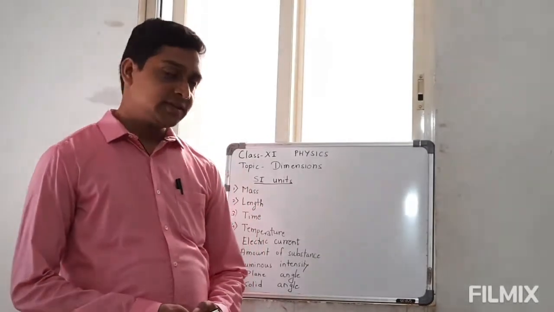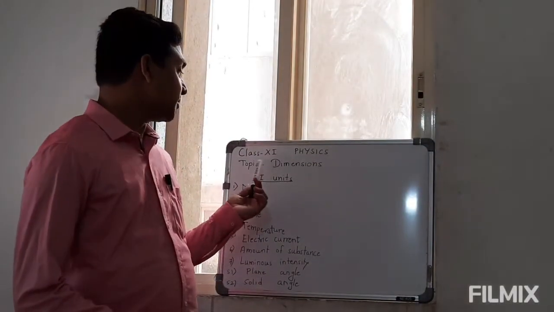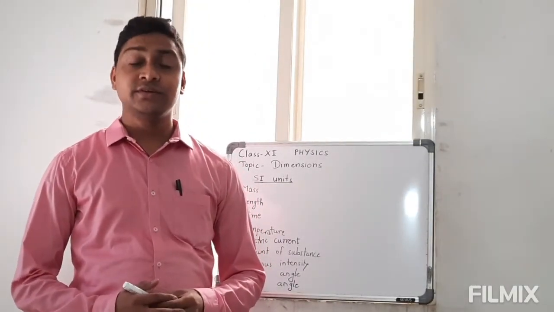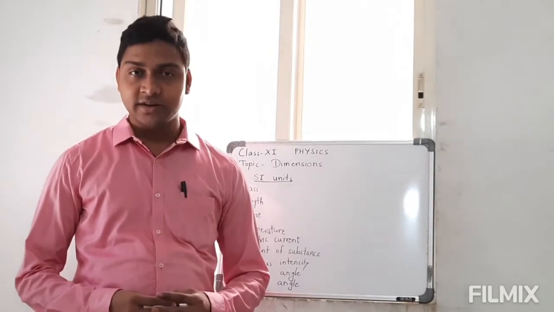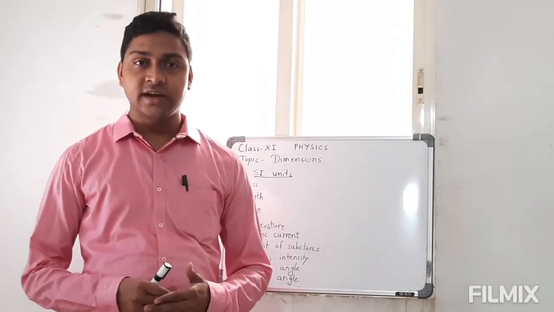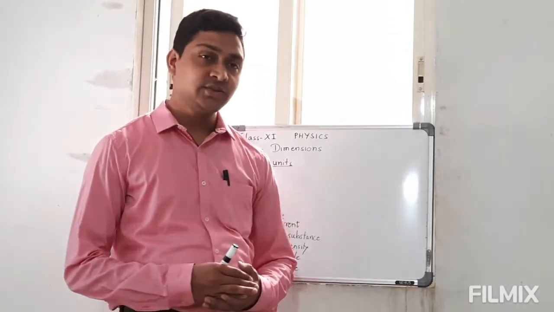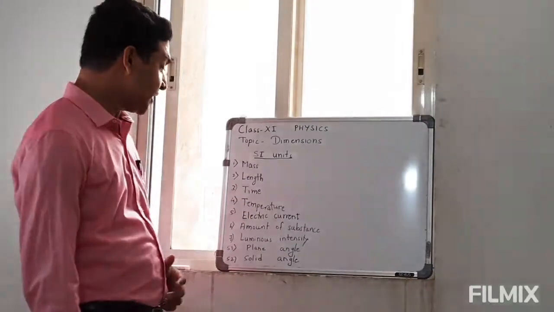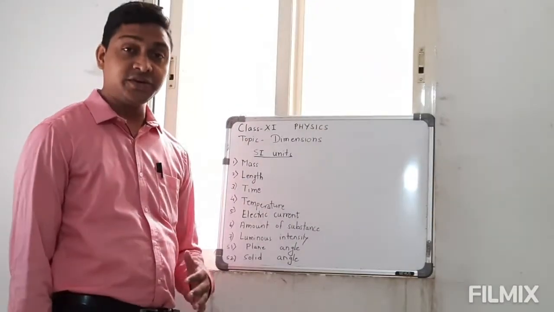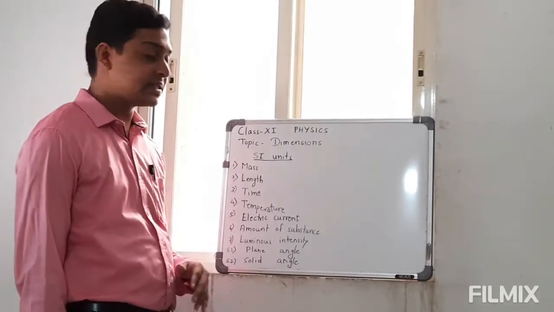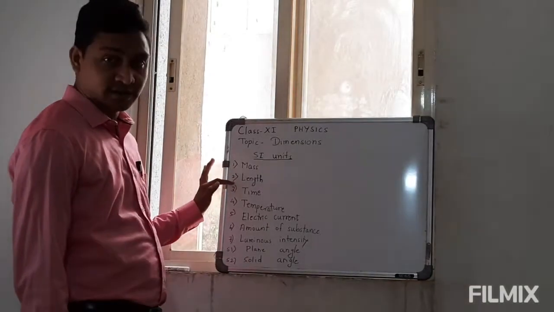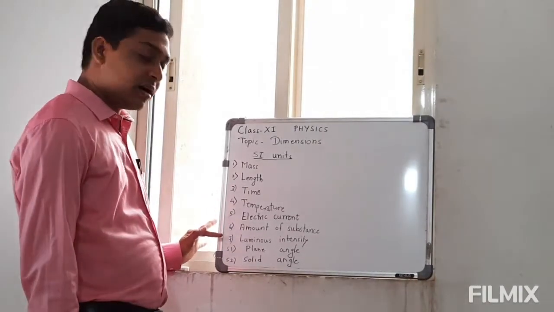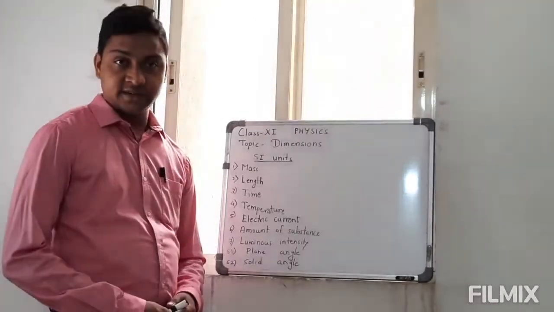In class 11 physics, today's topic is dimensions. Up till now, we learned about fundamental quantities, derived quantities, and the system of units. In that system of units, we learned about SI units. In SI units, we considered the units of 7 fundamental quantities. The 7 fundamental quantities are mass, length, time, temperature, electric current, amount of substance, and luminous intensity.